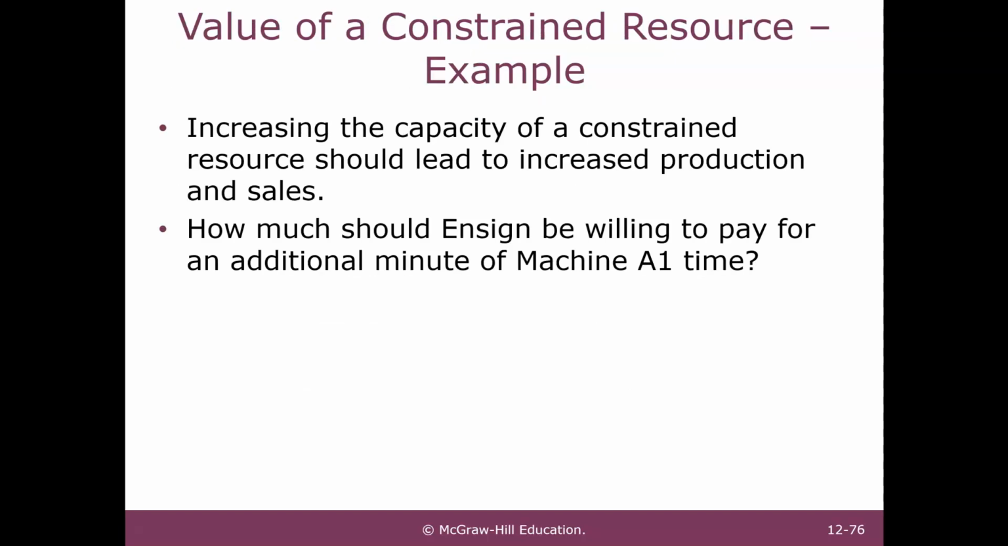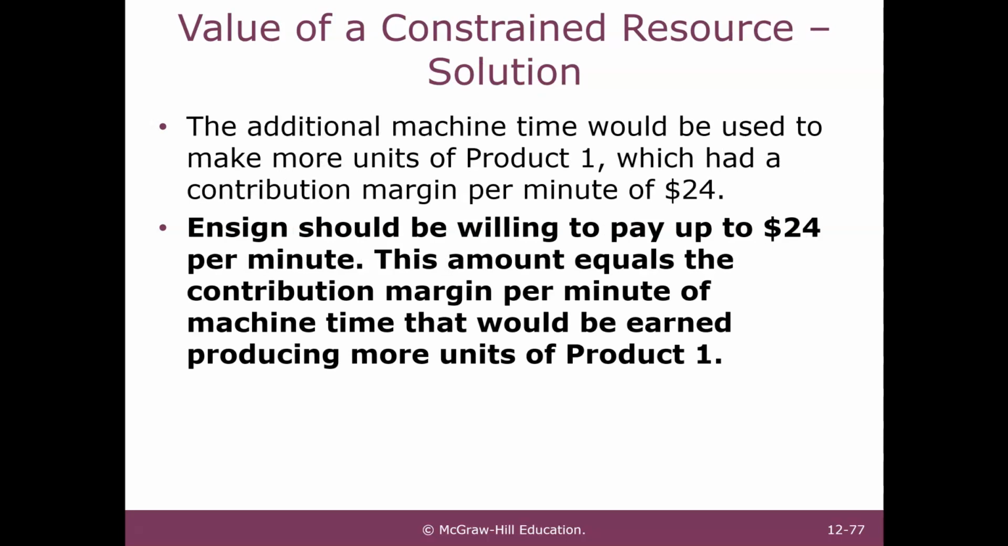One more decision you can make with a constrained resource is how much would you be willing to pay for an additional minute of the constrained resource. The contribution margin for product 1 was $24. That is the lower of the two contribution margins. For an additional minute, you would be producing product 1 because the demand for product 2 has already been met. So you would be willing to pay up to $24 per minute to add one more minute of the constrained resource.